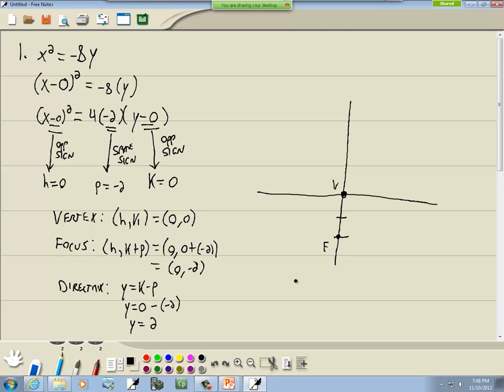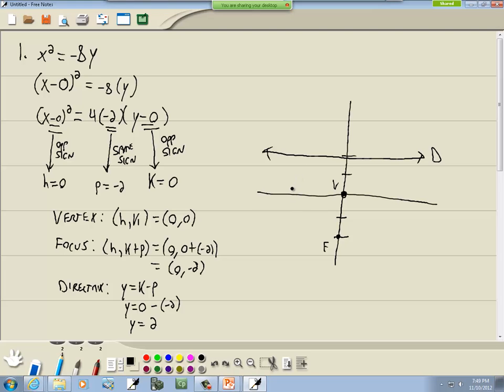So that'd be down there. Directrix is y is equal to 2. So that y equals 2 is a horizontal line at 2. Okay, so this is our focus, this is our directrix. We're going to pick a point, we're going to plot points basically.